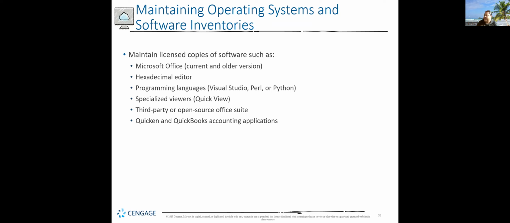Specialized viewers such as QuickView, third-party or open source Office suites. That doesn't make any sense. Quicken and QuickBooks accounting applications are. You're probably wondering why. In case you're dealing with financial crimes, you need to plug it in and make a ledger for it to make sense. Why was this transferred on this date? Why was that moved? Where did that go from this account? You need that in case you pull those kinds of files, so you can open specialized files that you can't really open without that software. That's why.